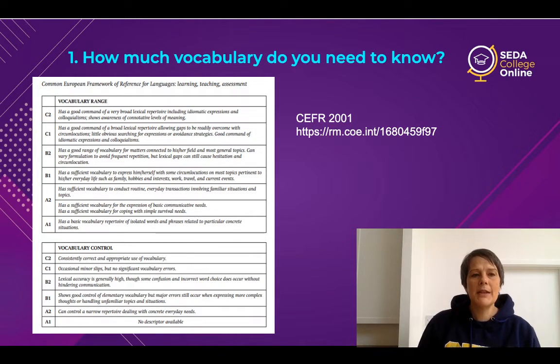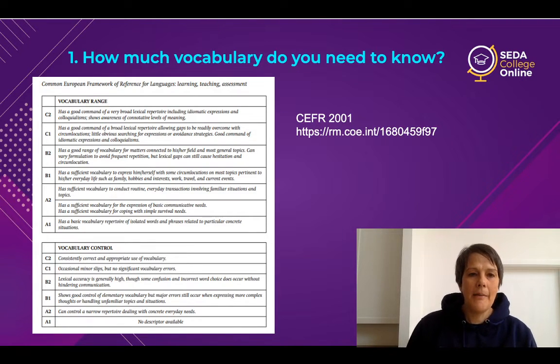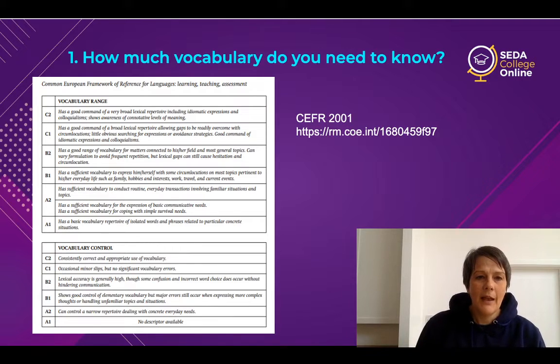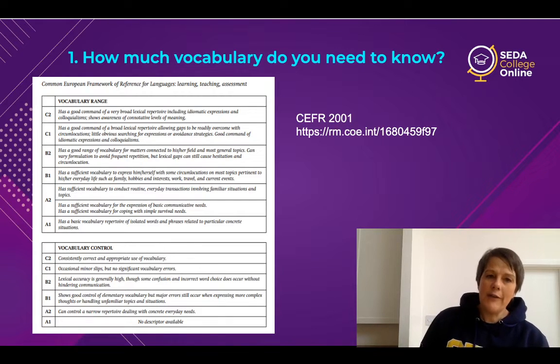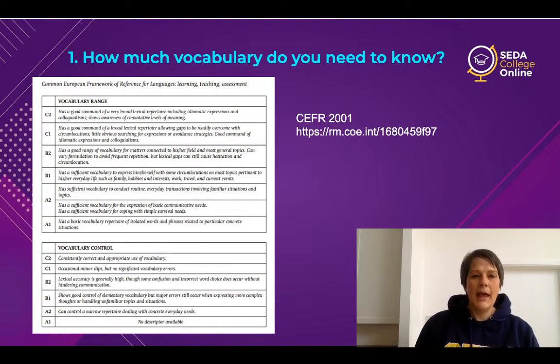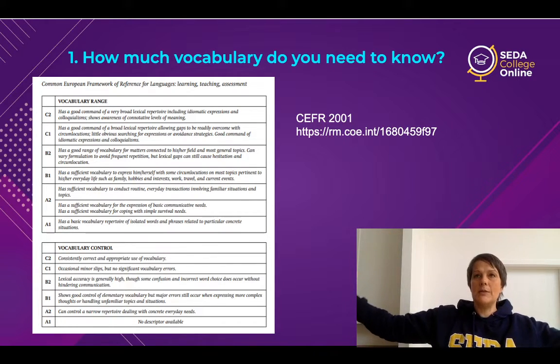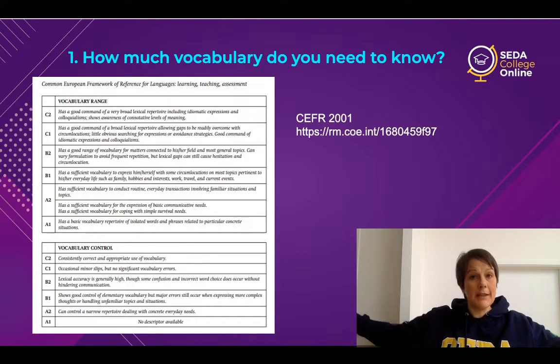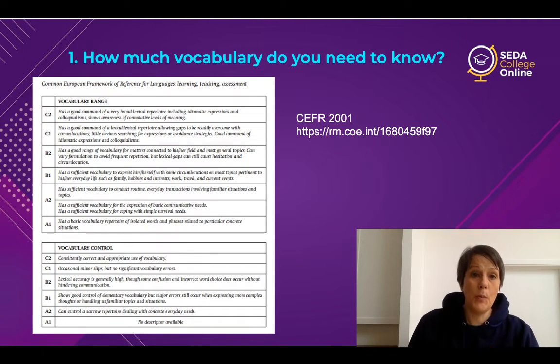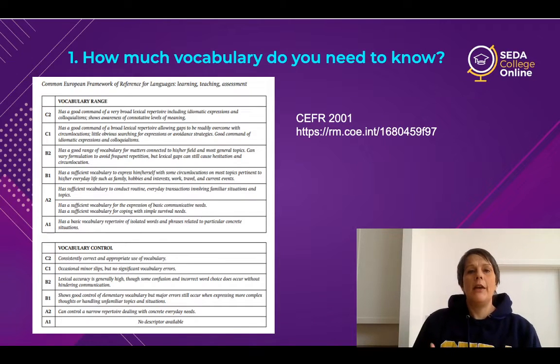And then by the time you get to C1, you have a good command of a broad lexical repertoire, and you have gaps, but there's little obvious searching for expression and good command of idiomatic expression. So at this point, you can say a whole lot of things on different parts of life that are not just connected with you personally. And then the goal is to be a C2 speaker.